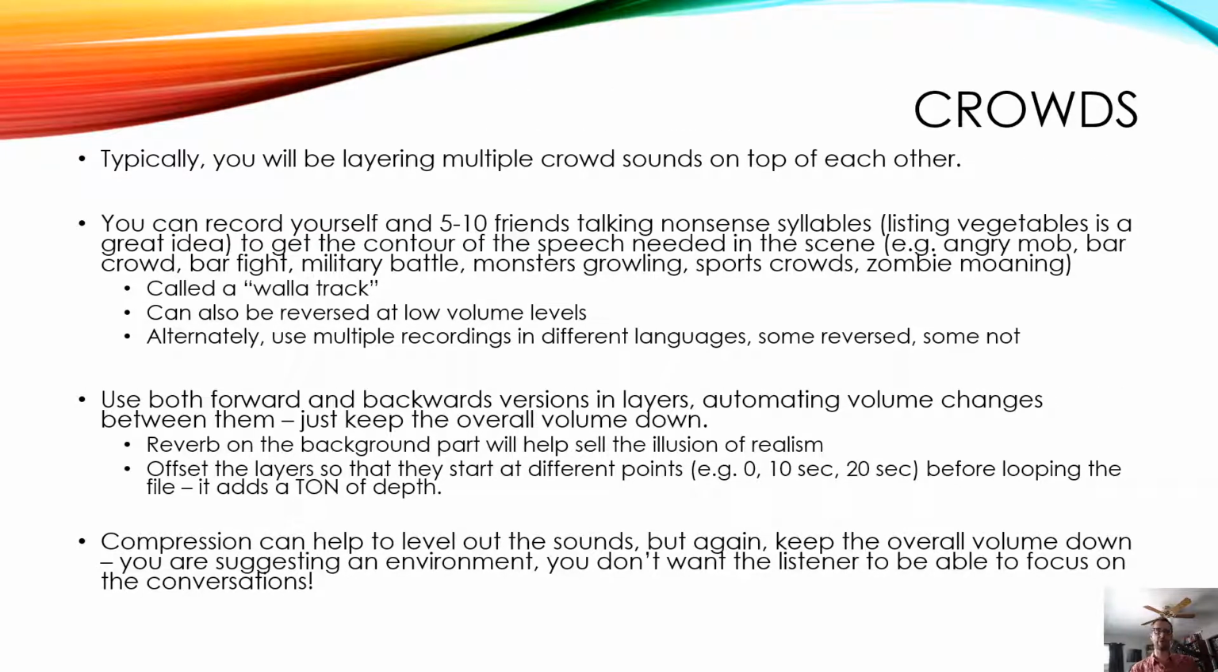So, a couple of suggestions. Let's start with crowds. Typically, you can record a crowd, but you're going to want to layer multiple recordings on top of each other to really get the murmuring susurrations of a crowd. You can record yourself and friends talking nonsense syllables like listing vegetables, which is a great idea. Rhubarb, celery, carrot, apple, banana, zucchini, eggplant. Something like that. That gets the contour of the speech needed in the scene.